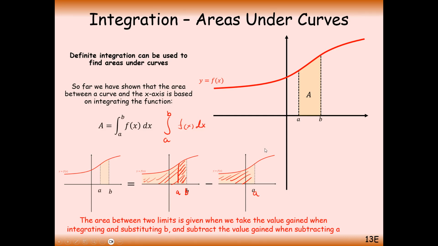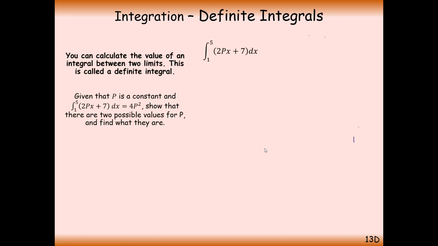Okay, so in this example, we have been given a constant that's missing in the integral, called p, and we've been told the result of the integral is 4p squared. Show that there are two possible values of p and find them.